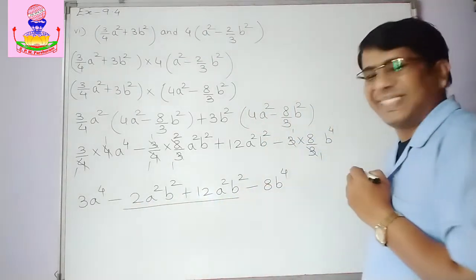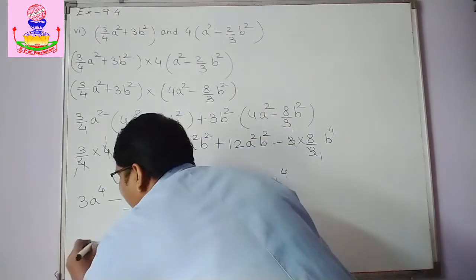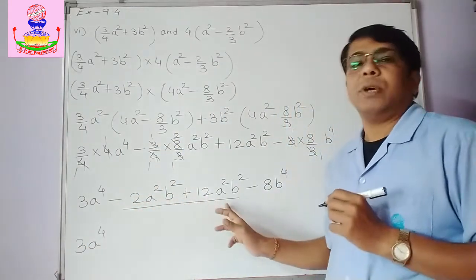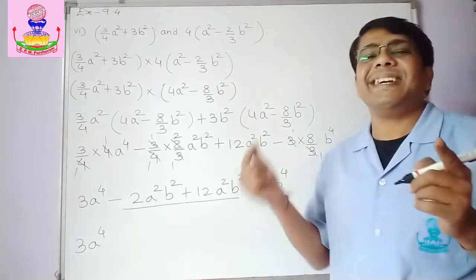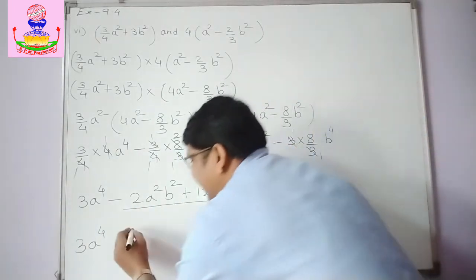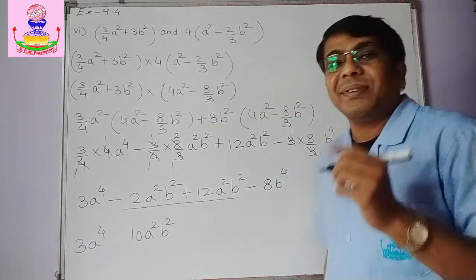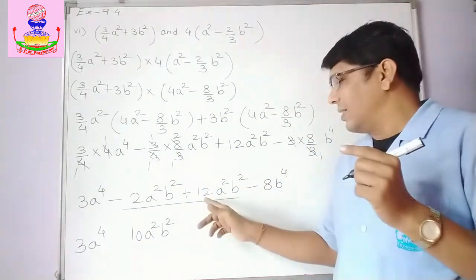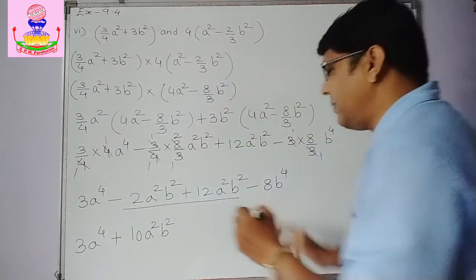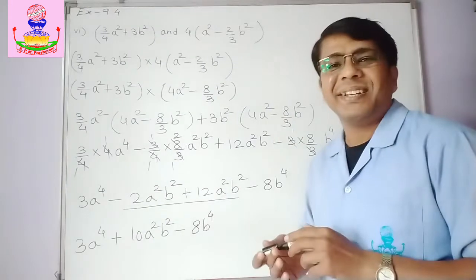Now say this. These are similar terms. So we have to do the mathematical operation. Now which we will decide. So 3a raised to 4 minus 2a square b square plus 12a square b square. So difference in sign. Yes, obviously right. Go for subtraction. So 12 minus 2, 10. So 10a square b square. Now give the sign of the bigger number. Who is the bigger number? 12. What sign it has got? Plus. So plus. And minus 8b raised to 4.